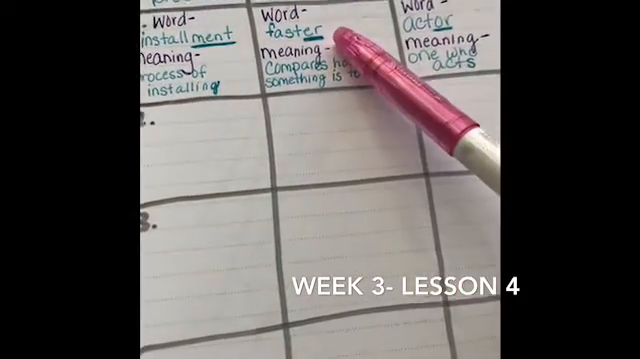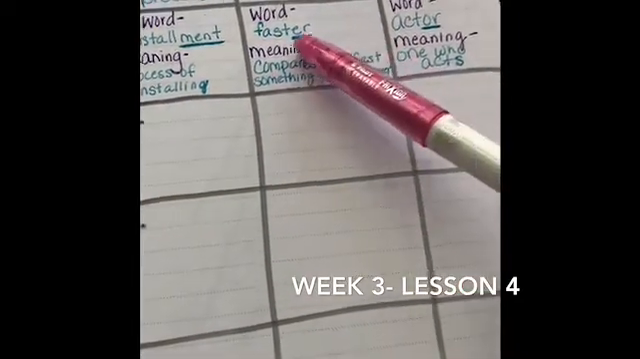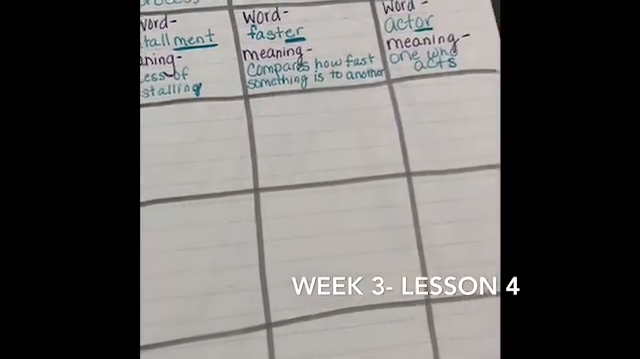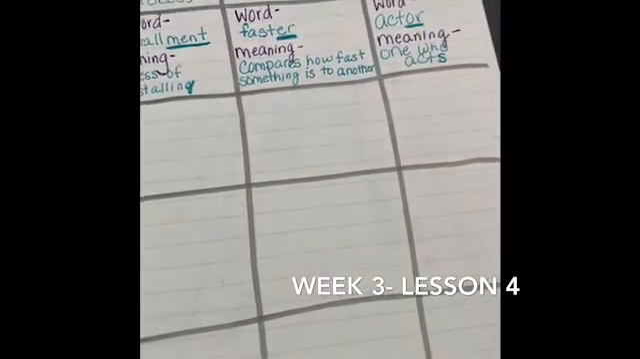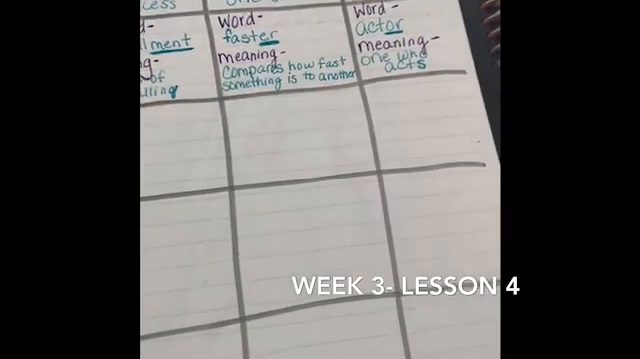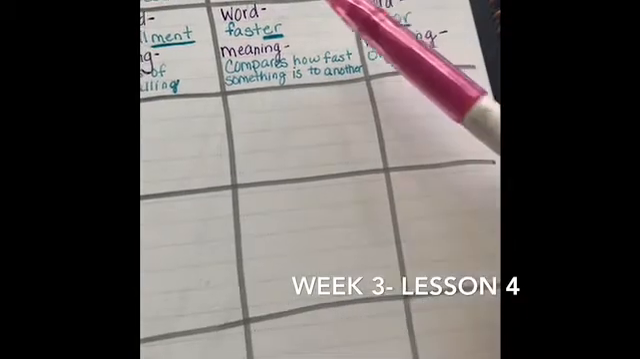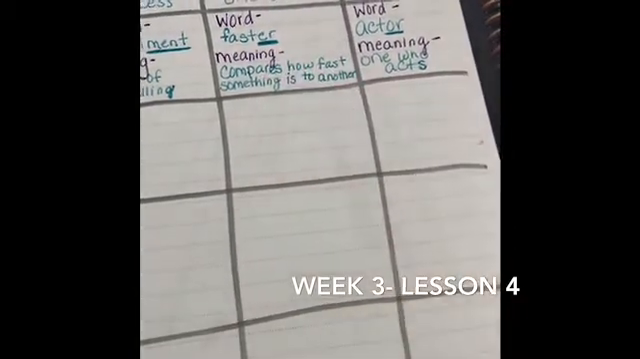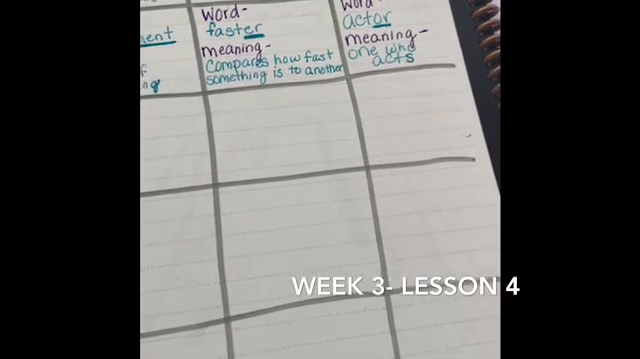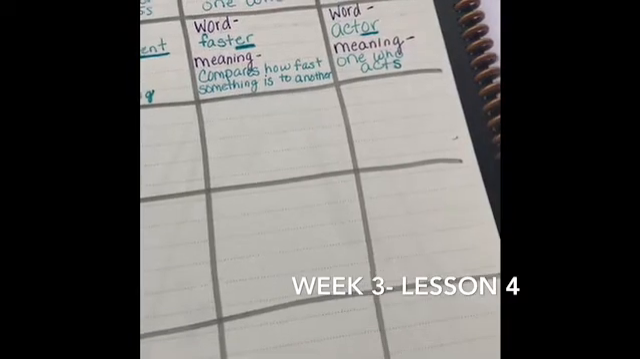Now for er, I used faster. So with that word, that's a comparative word. So that means that you're comparing how fast something or someone is to another. And for example, Mike, his computer is faster than mine. I'm comparing the 2 computers.